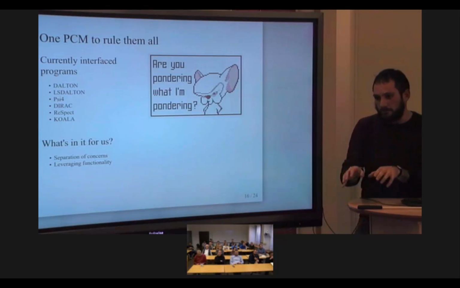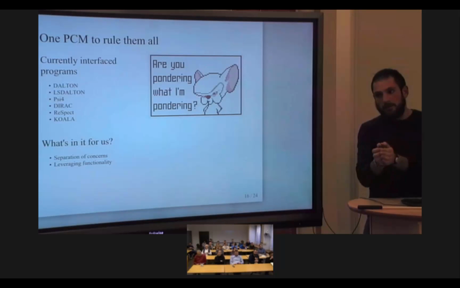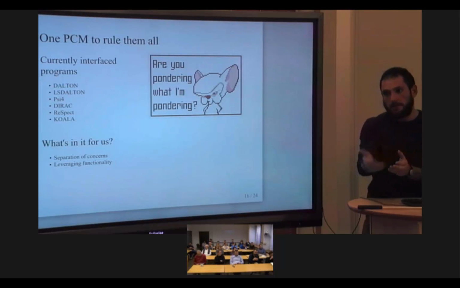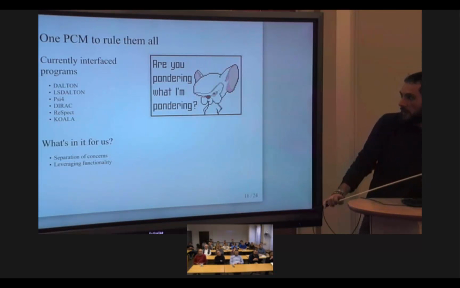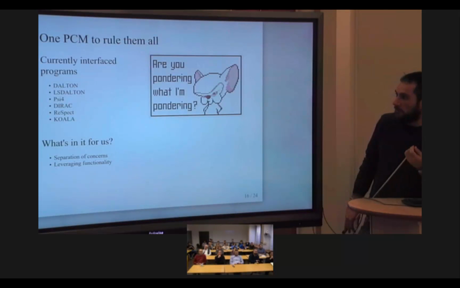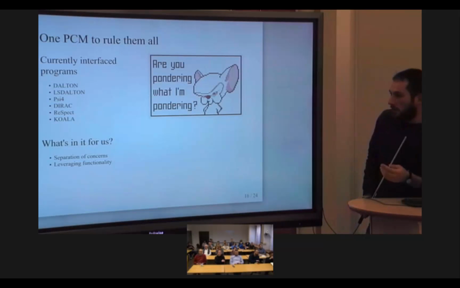So we can basically put our plugin in and get the PCM working, and then leverage whatever a specific program is strong at. So for example, with Dalton and OpenRSP, in collaboration with Magnus and Arnfinn here in Tromsø, we have open-ended response theory. We got that working. In Psi4, it's mainly to play around with the coupled cluster code. In Dirac and ReSpect for relativistic effects. And in Koala, which is Sebastian Höfener's program in Karlsruhe, for frozen density embedding.